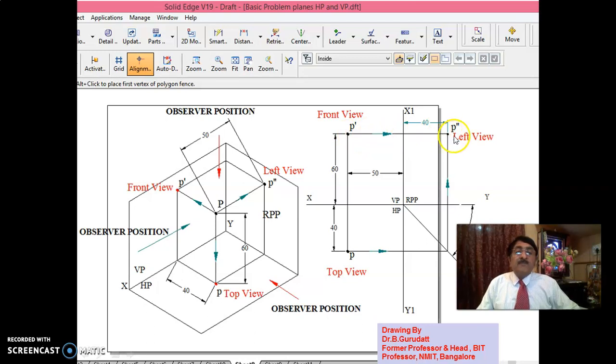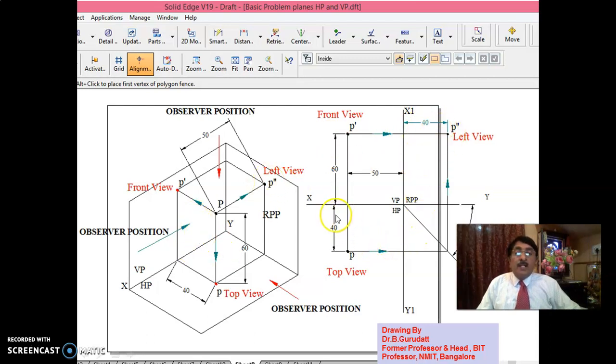But actually, you should know this. When P double dash is written, this distance is 40, that is from the intersection of VP and RPP. That means from the intersection, this has to be 40. And the distance of P double dash above HP should be 60 only. That is why this is 60, this is 40, that is the distance in front of VP.